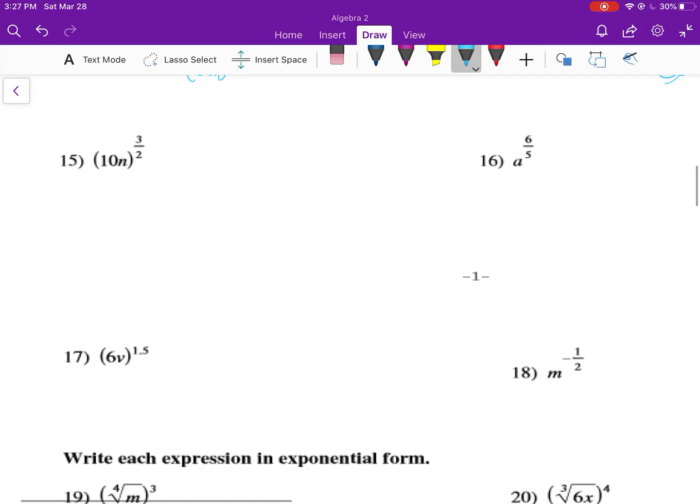Let's come down to 17 because this one's a little different. It has a decimal in there, but we know that we can change decimals to fractions. So we would write this as 6v to the 3 over 2, and now it looks familiar to us. We would have our radical. 6v will go inside the radical. 2 is the index, and 3 goes out here as our exponent. And even to simplify this more, when it is a square root, we don't actually need to write the index in there. So we could write that like that.